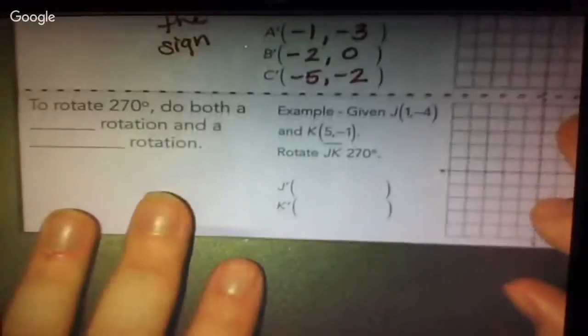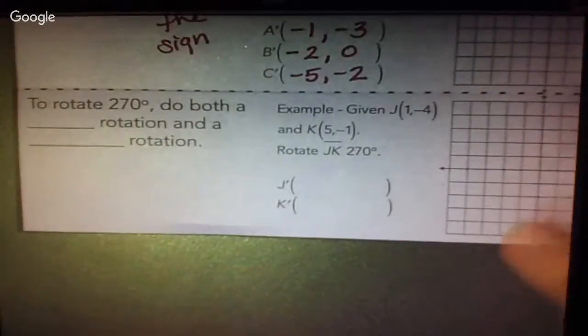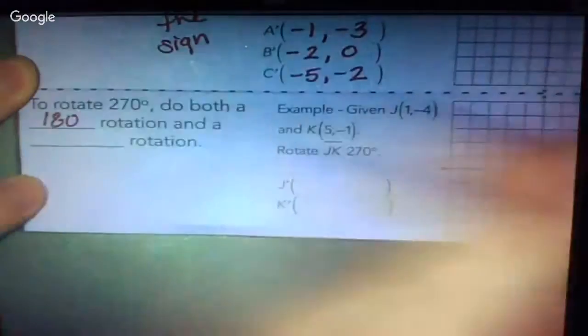All right. So rotate 270. You've got 2 ways to do this. We can do a 180 rotation and a 90 rotation.